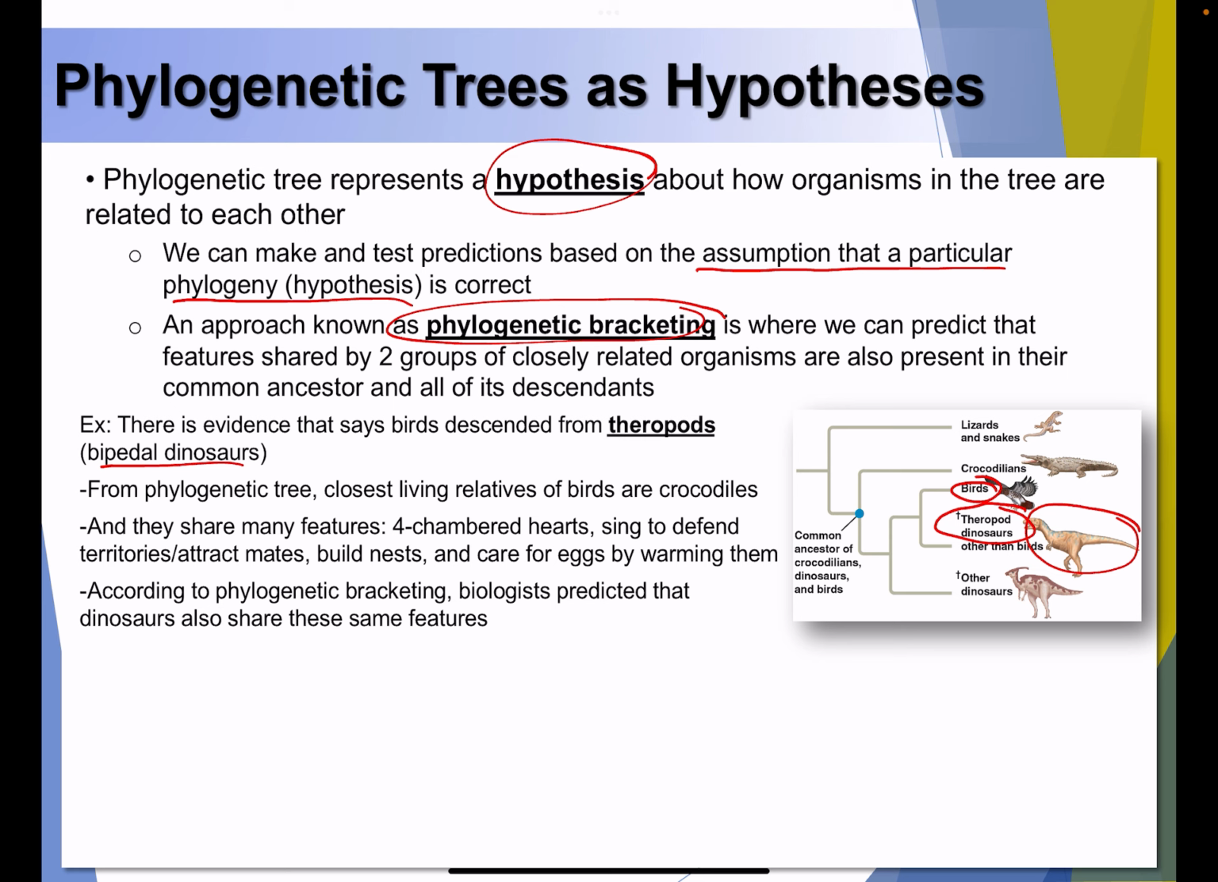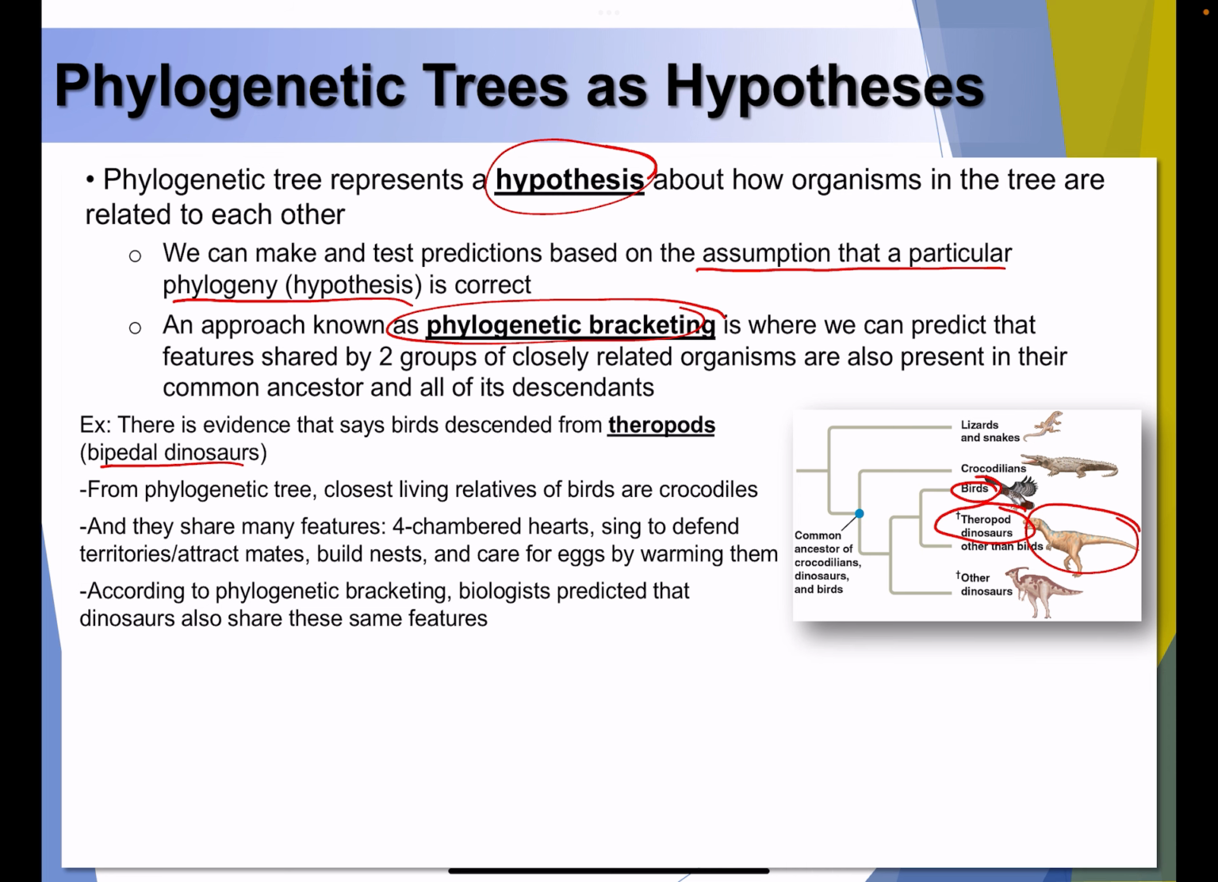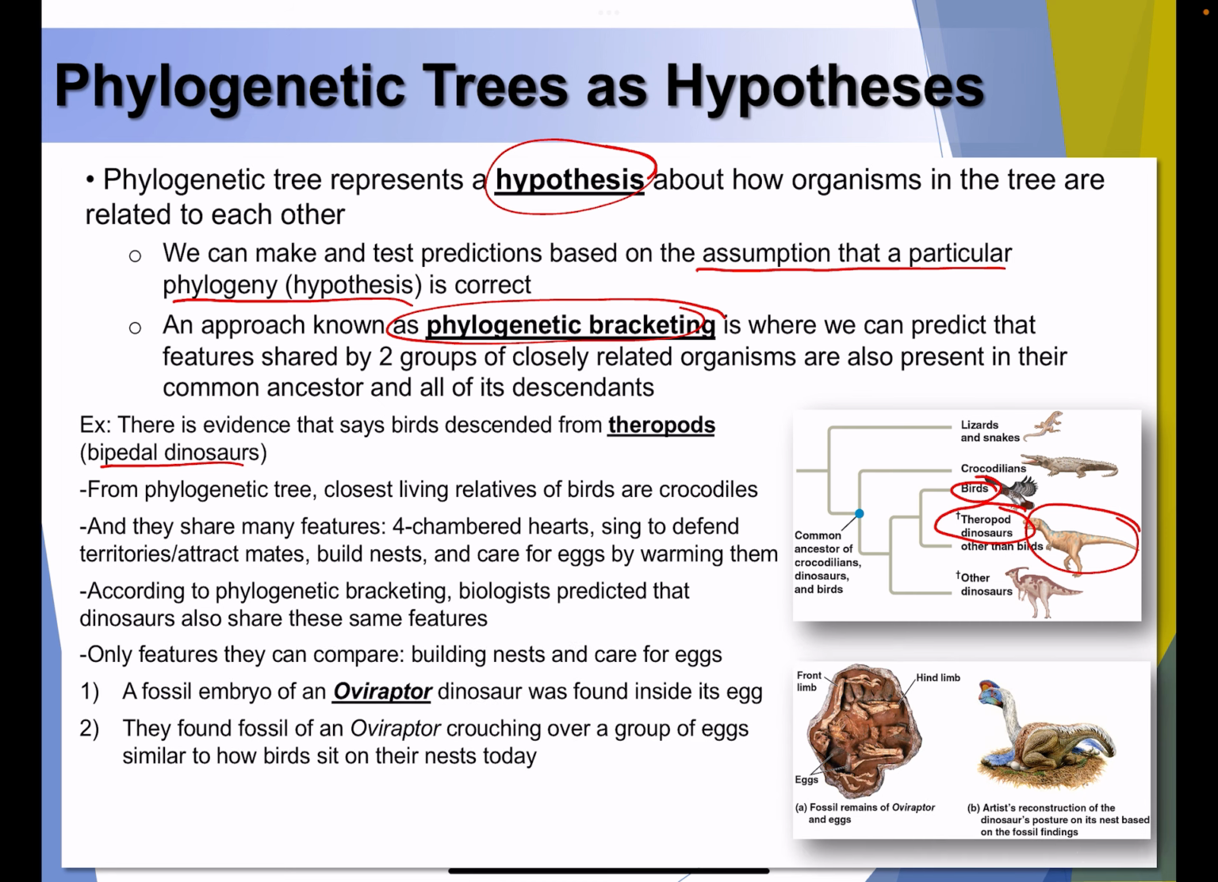Hence, if we use the approach of phylogenetic bracketing, biologists predicted that dinosaurs should also share these same features because dinosaurs are the closest sister taxa, specifically theropods are sister taxa to birds. Unfortunately, internal organs such as the hearts rarely fossilize. So there is no way to compare the hearts of dinosaurs and birds. And of course, it is impossible to test whether dinosaurs sang to defend their territories or attract mates because they are no longer alive for us to observe these behaviors.